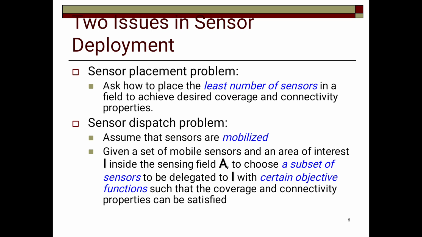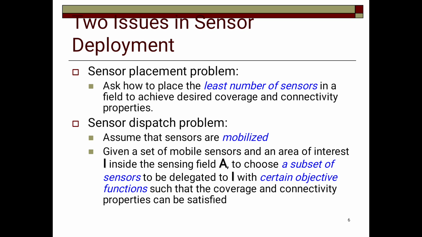The sensor placement, two issues in sensor deployment. There are two issues. One is sensor placement problem and another is sensor dispatch problem. Sensor placement problem asks how to place the least number of sensors in a field to achieve desired coverage and connectivity properties. Our aim is to place the least number of sensors so that both coverage and connectivity are ensured. That is the sensor placement problem.